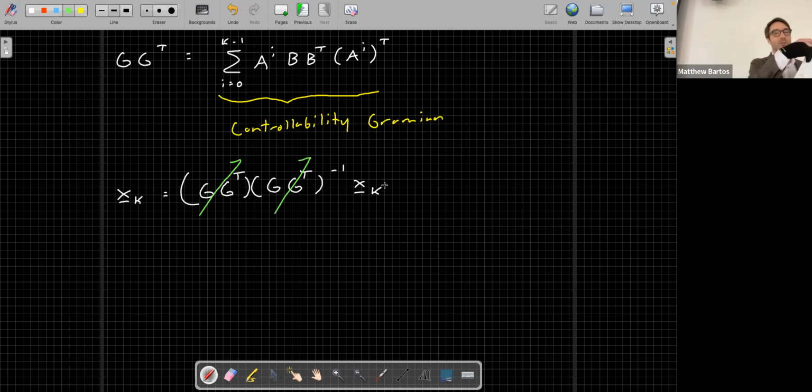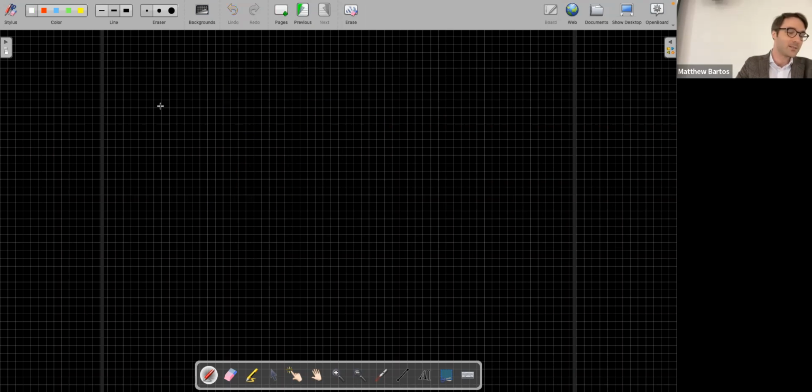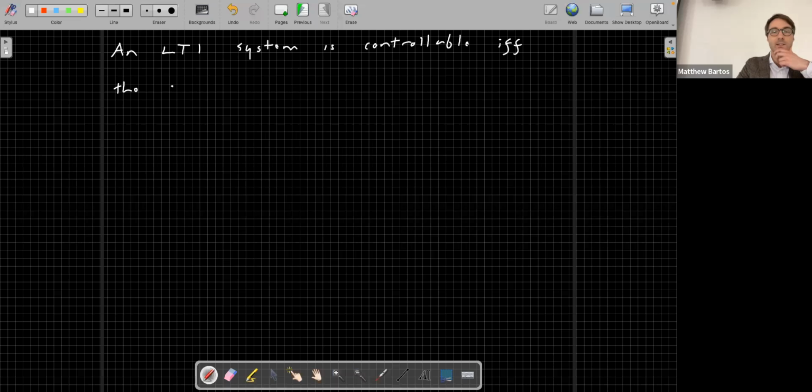A linear system is controllable if and only if the controllability Gramian is invertible, where the controllability Gramian for a discrete time system is defined like this. Okay, let me go ahead and write out the cases for both the continuous time and discrete time systems. So we can say that an LTI system is controllable if and only if the controllability Gramian is invertible, or full rank.